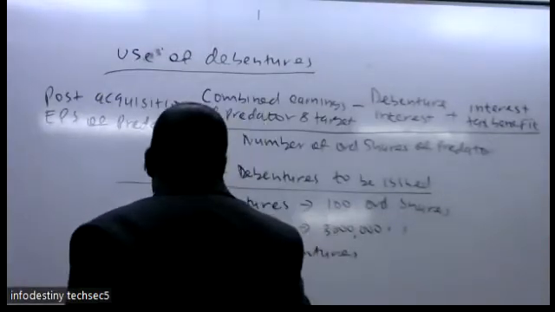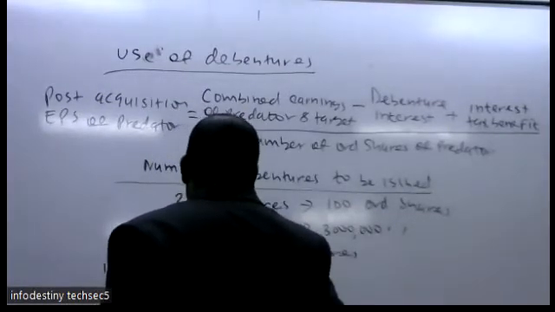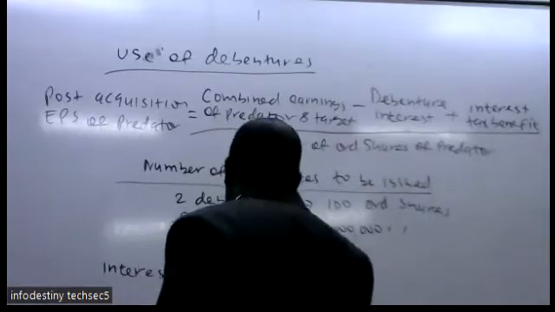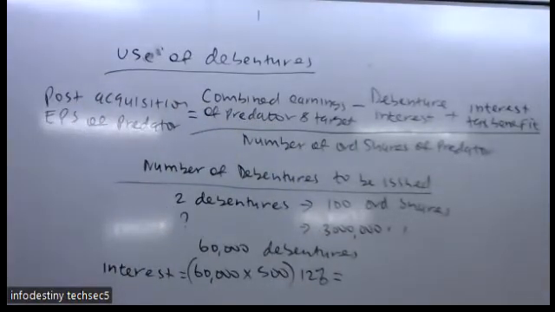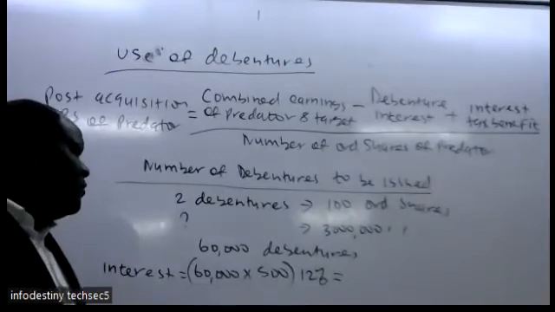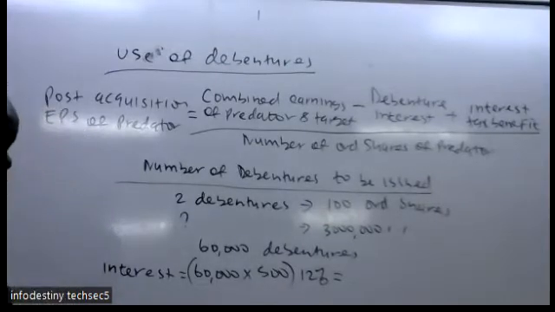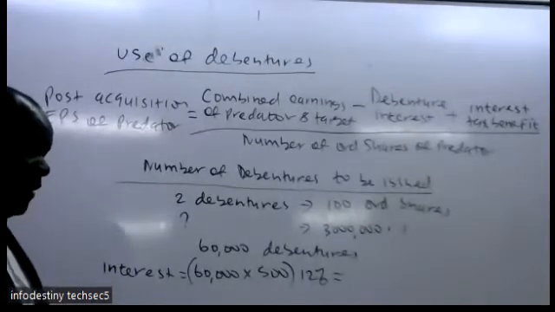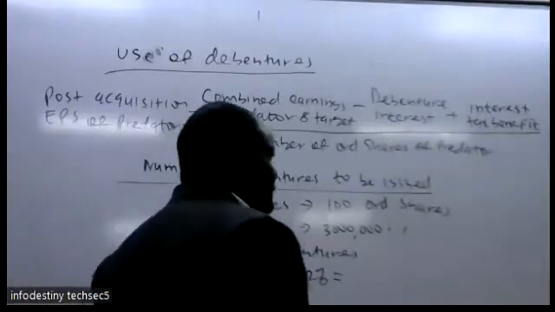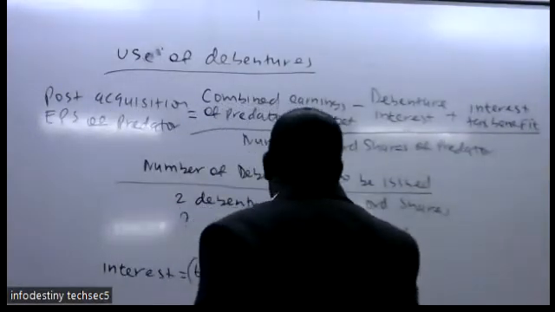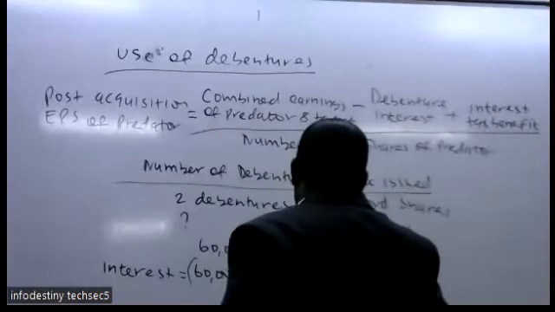So multiplied by 500, then you get 12%. The interest rate is 12%. Now you get 12% of that to give us the amount for the interest. So after getting the number of the debentures, each debenture is worth 500, and the interest rate has been given as 12%. So that should give us how much interest? It gives us 3.6 million.